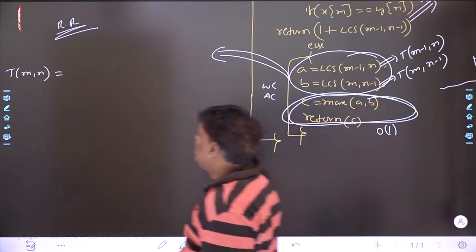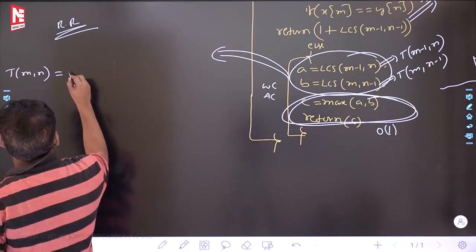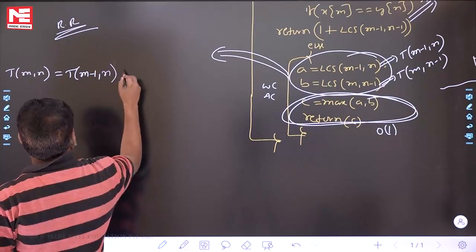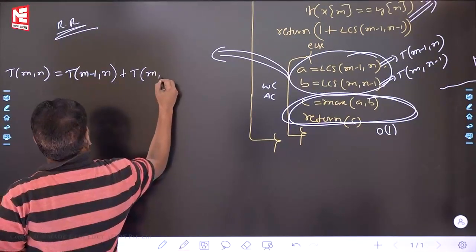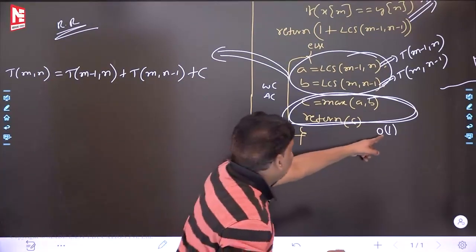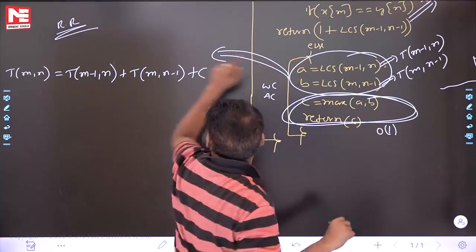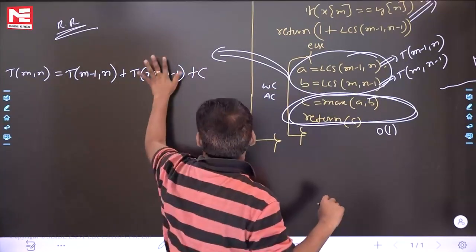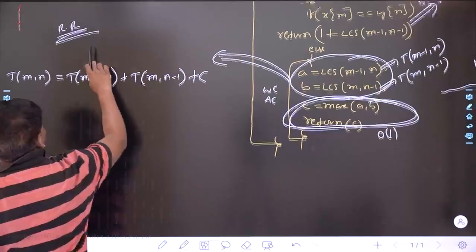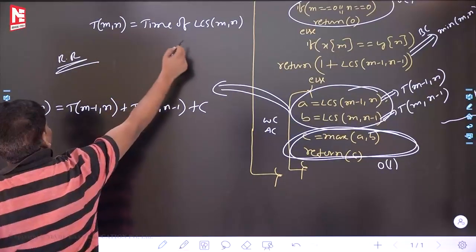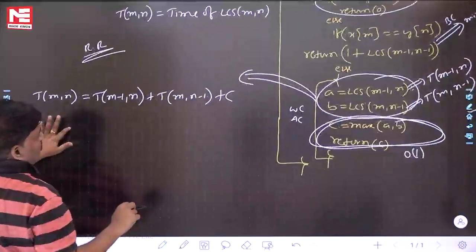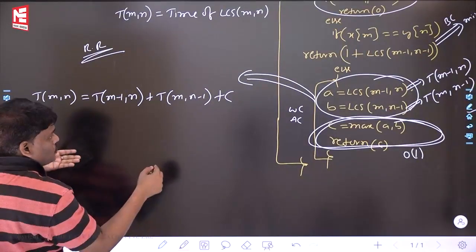Let me write now. T(m, n) is equal to, in the else part, what is the first one? T(m minus 1, n) plus T(m, n minus 1) plus constant. This constant came because of this left function call and this right function call. So this is the recurrence relation for time complexity. T(m, n) is the time complexity of LCS of (m, n). I have written the recurrence relation. If you solve this recurrence relation, you will get the answer.